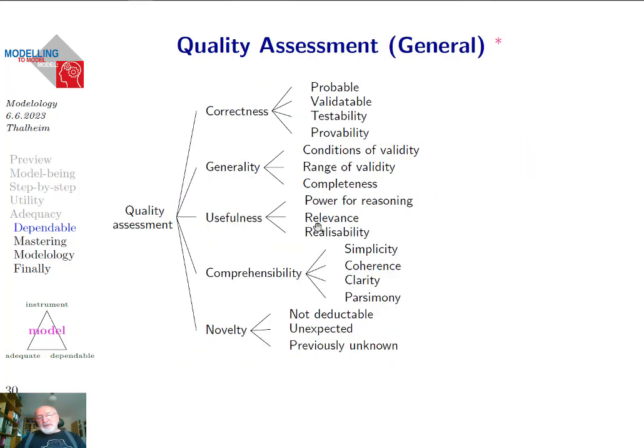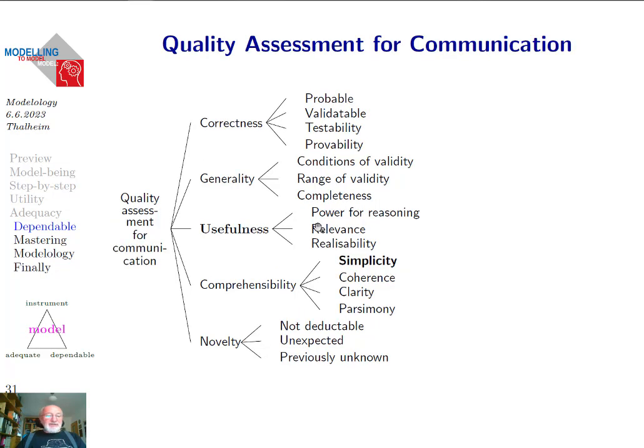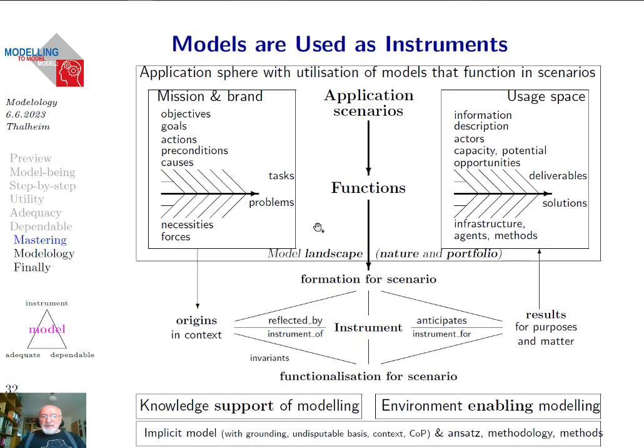We can use for quality assessment a number of criteria, for instance correctness, generality, usefulness, comprehensibility, novelty, and for this reason we might have 50 or more different criteria to consider. But do we need really 50? No, we don't need. Let's say for communication we would like to have that a model is useful and is simple, so that everybody can talk about it. And the rest, okay, is some kind of side quality we might use, but we don't need in this general form. We concentrate on simplicity and usefulness.